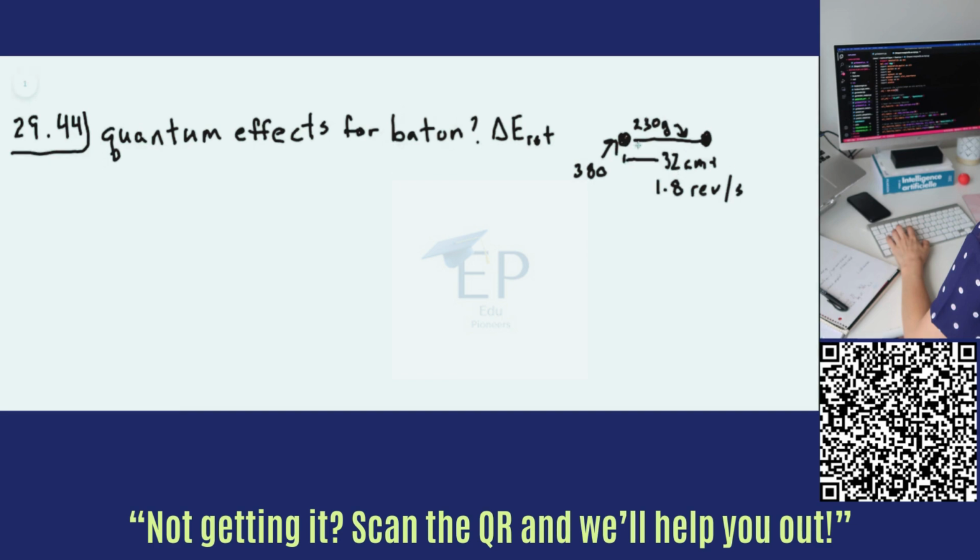differences, the spacing of energy levels that you'd have for a rotating baton with some given masses and dimensions. So it's 32 centimeters long. There's a bar that has a mass of 230 grams, and on either end there are balls with masses of 380 grams. And it's spinning at 1.8 revolutions per second.